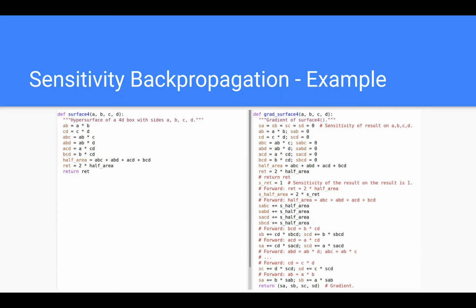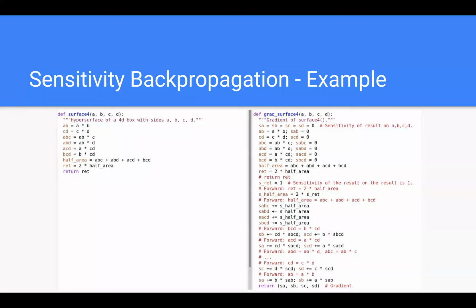Now, this half area is the sum of 4 contributions. And this tells us that for each of them, if I changed one of them by epsilon, then the end result would change by just as much as the end result would change if I changed half area. So I'm just forwarding the sensitivity here. Then we encounter a line where we see a product. And here's how to think about this.